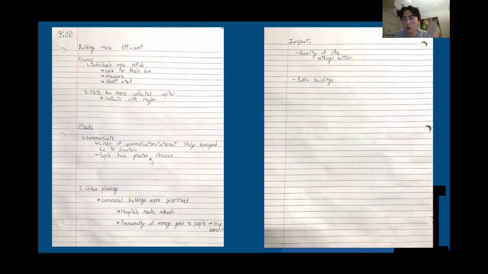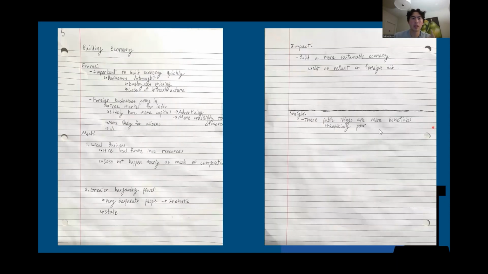These are the things that are triggered in my mind when I read this. So obviously your thinking is going to be different. Just find words that trigger things in your mind so that you end up writing less and you find it intuitive. Then I get on to the next page. So what the impact of it is likely to be: quality of life, public buildings, etc. Here is my second argument about building the economy.